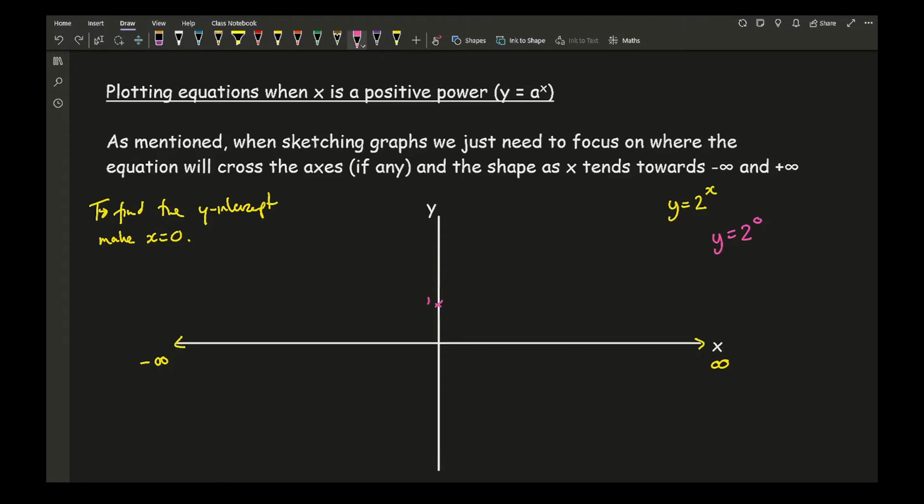So I'm going to imagine that 1 is there. I'm going to go from there. Now from this I know it's going to cross at this particular point here. The next thing I then need to do is find out what happens as x increases. Well, if x increases, let's just put some random numbers. So let's go for, now some good points are where x equals 1.